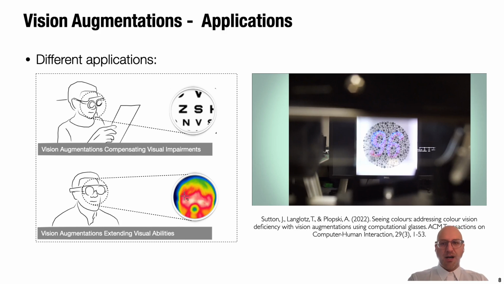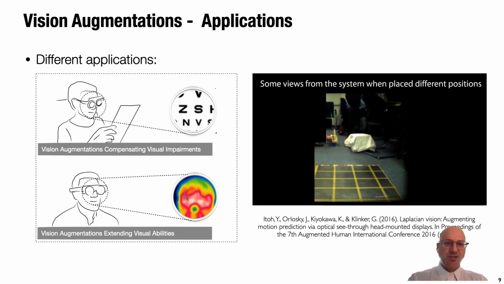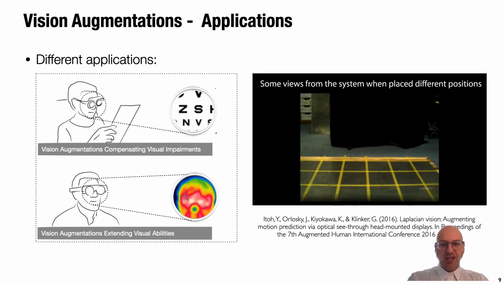But besides these applications in compensating visual impairments, we also see applications that extend visual abilities. Here's one of the many examples. It's from Yuta Ito's group, and this is their work on Plenoptic vision. With glasses, they allowed us to see movements in a different way and even gave us motion prediction. So we see where the ball will move, or the trajectory of the ball, ahead of time. Sometimes these applications of extending visual abilities are also termed or have the goal of creating superhuman vision.